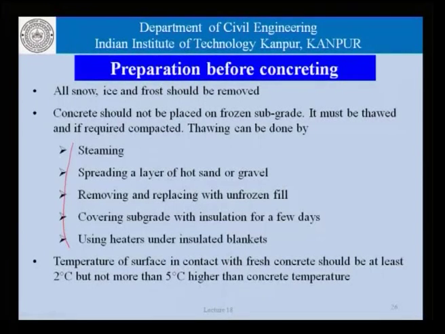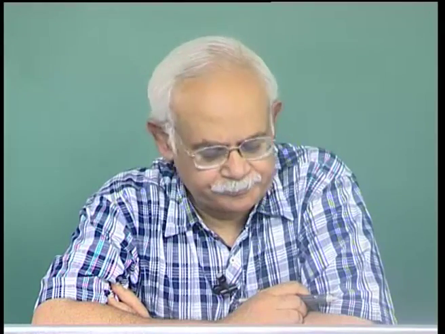This aspect of concrete not being cast against a very cold surface should also be borne in mind when we are casting concrete against formwork. Whereas all these conditions are applicable when we are casting concrete against the subgrade, for example, as may happen in the case of highway construction and so on, the principle should also be borne in mind when we are casting normal concrete in beams, slabs and so on.